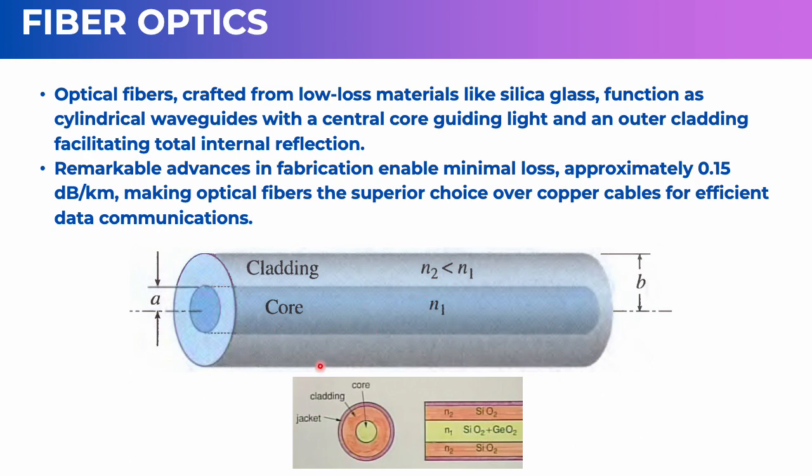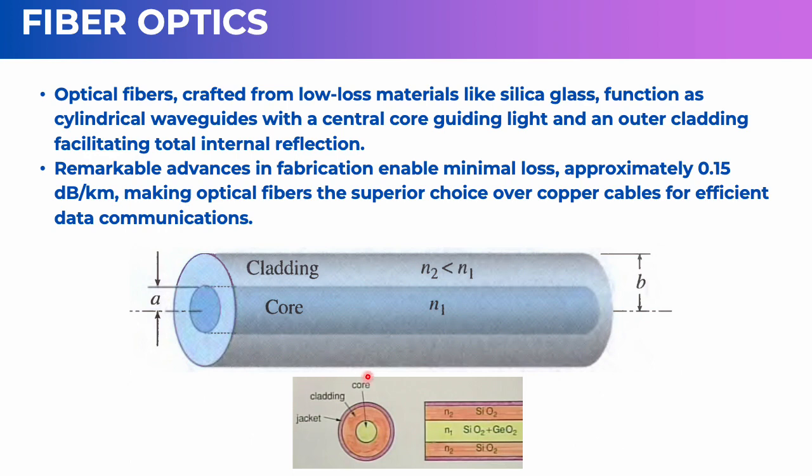original medium. Over the past couple of decades, there have been remarkable advances in fabrication, which have led to minimal loss optical fibers, approximately 0.1 dB per kilometer of loss, which is significantly lesser than what it was for copper cables. So optical fibers have become the superior choice for data communications across long distances because they have very little loss.